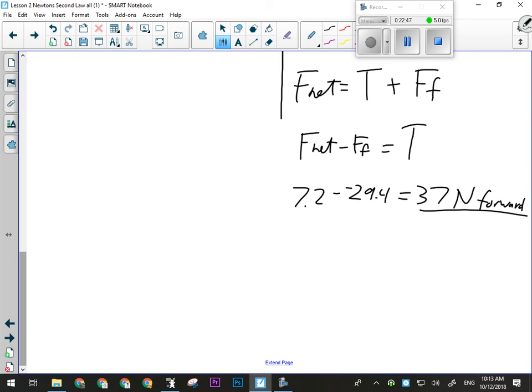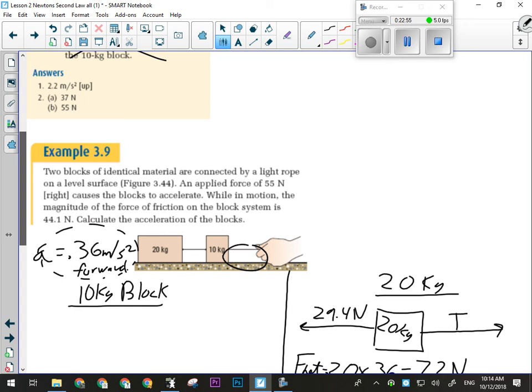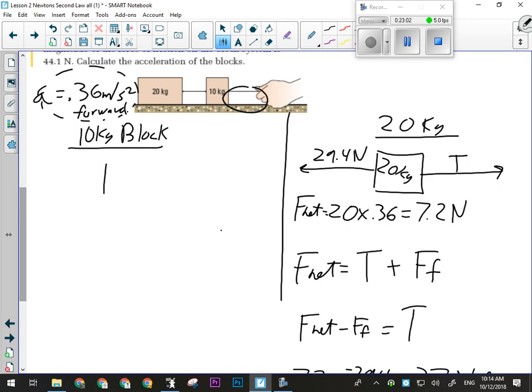Okay, everybody all right with that? Yes? Okay, now the other way to do this was to use the 10 kilogram block, right? And just so you know, we did get the same answer they got, right? Okay, so the other way to do this is using the 10 kilogram block. So if I draw a free body diagram of the 10 kilogram block, I have 55 newtons going forwards. They told me that originally. Okay, the rope attached to the first mast is pulling with 55 newtons.